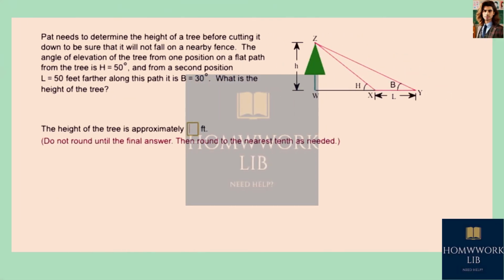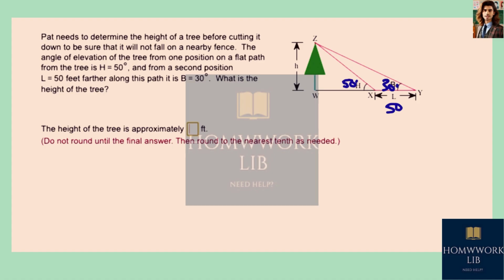Pat needs to determine the height of a tree before cutting it down to be sure that it will not fall on a nearby fence. The angle of elevation of the tree from one position on a flat path from the tree is H equals 50 degrees. And from a second position, L equals 50 feet further down the path is B, which is 30 degrees. What is the height of the tree?